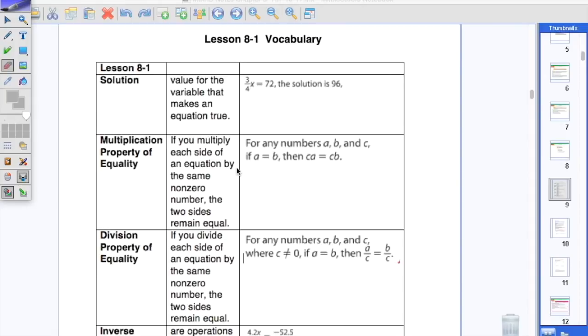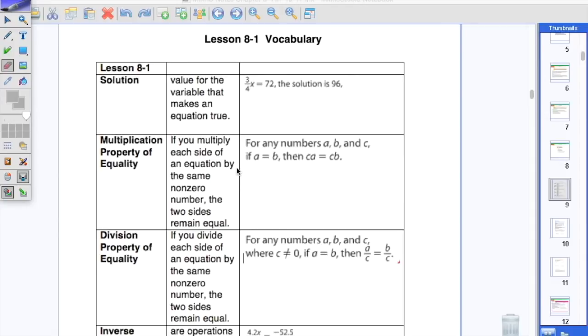Before we start the notes on 8.1, our vocabulary for the lesson. We have solution, and that's the value for the variable that makes an equation true. So in our example, we have 3/4 x is equal to 72, and 96 would be the solution for the x value.